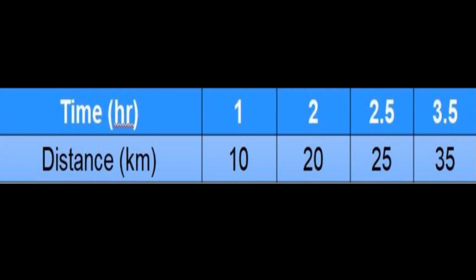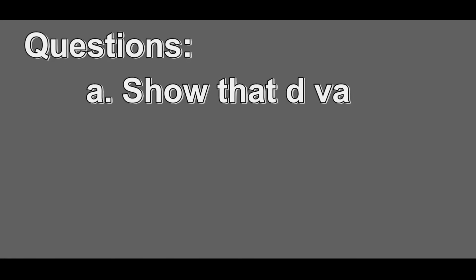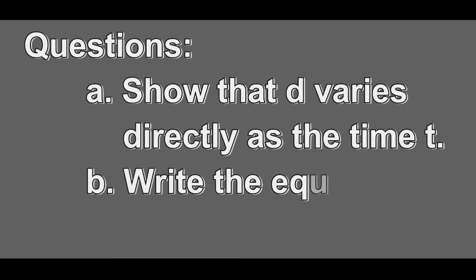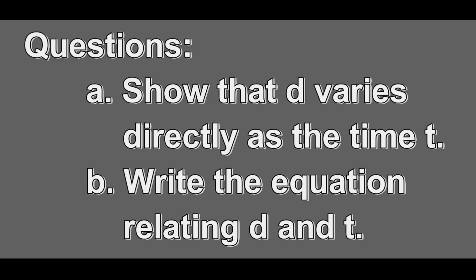Another example. Number 1. Given the table of values. The first row is the time in hours. So we have 1, 2, 2.5, and 3.5. The second row is the distance in kilometers. So we have 10, 20, 25, 35. Questions. Letter A. Show that D varies directly as time T. Letter B. Write the equation relating D and T.